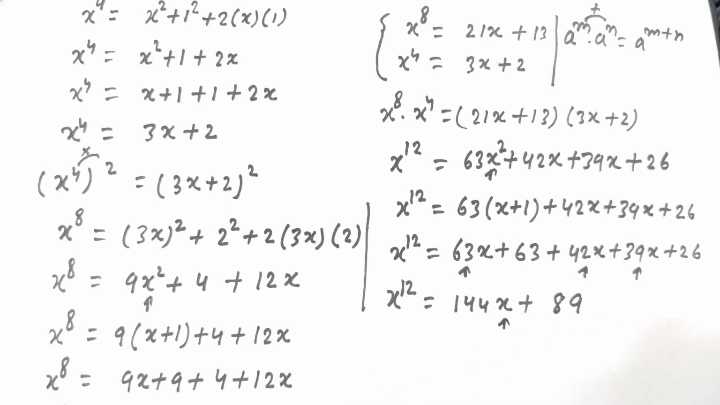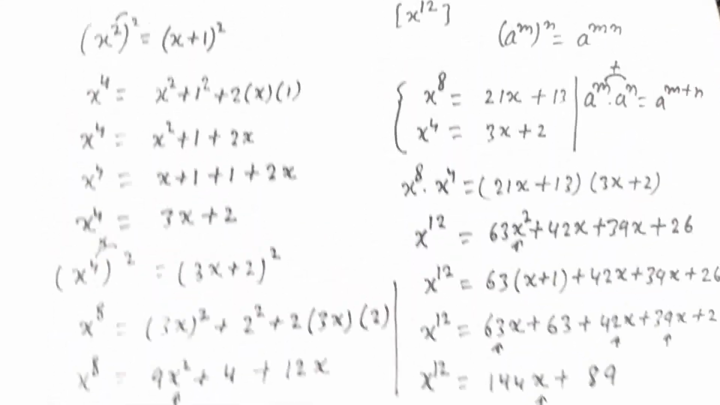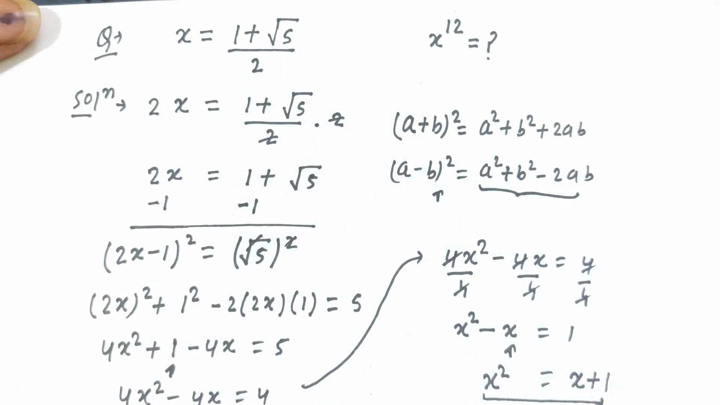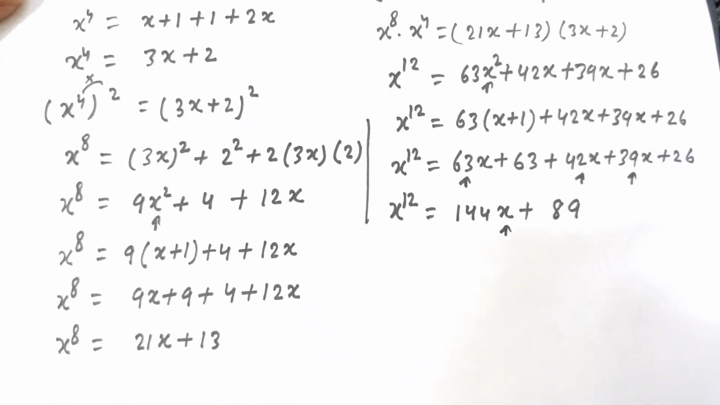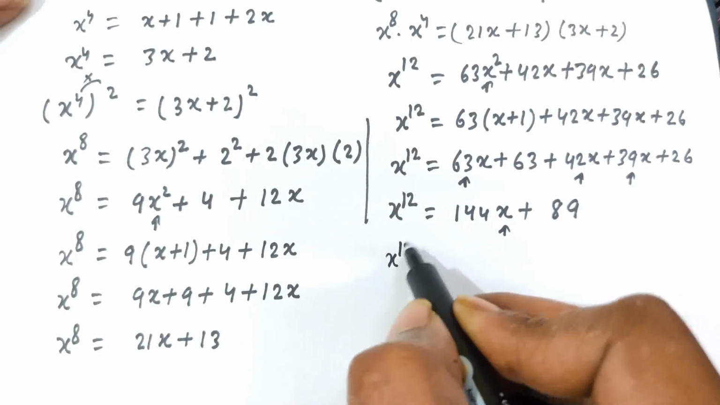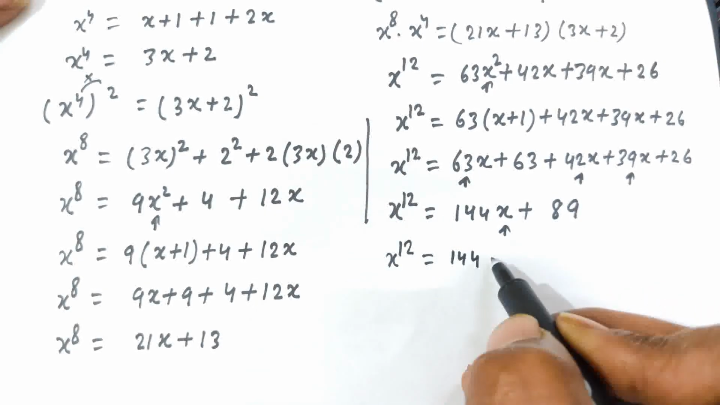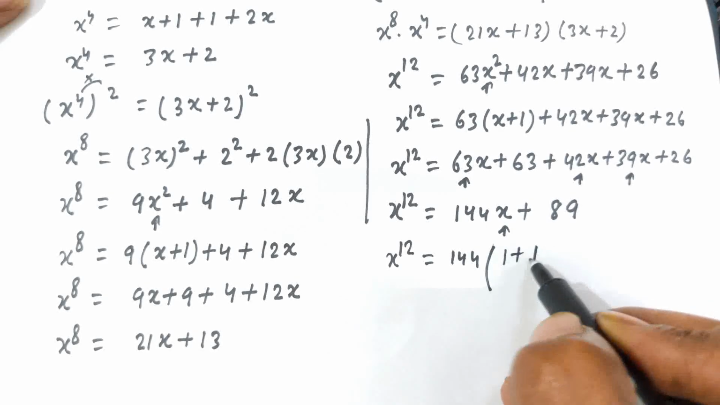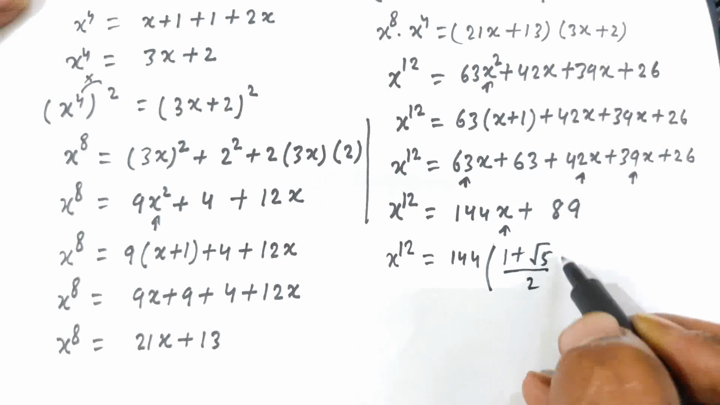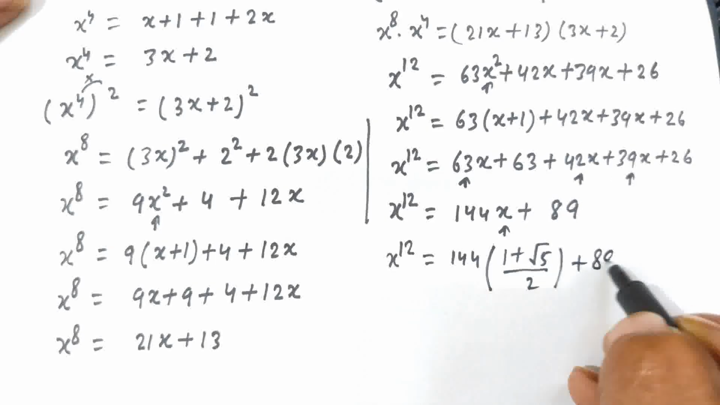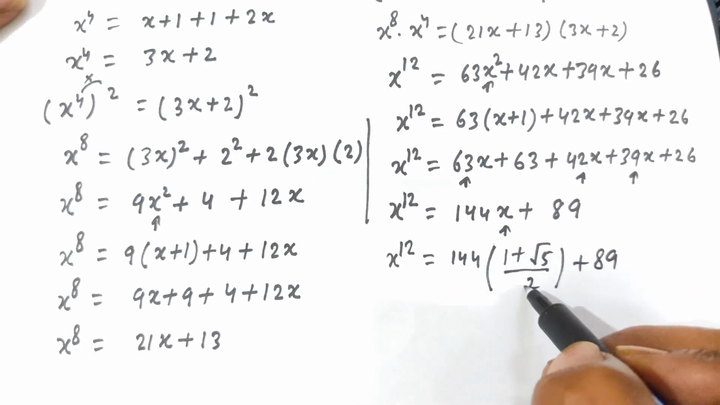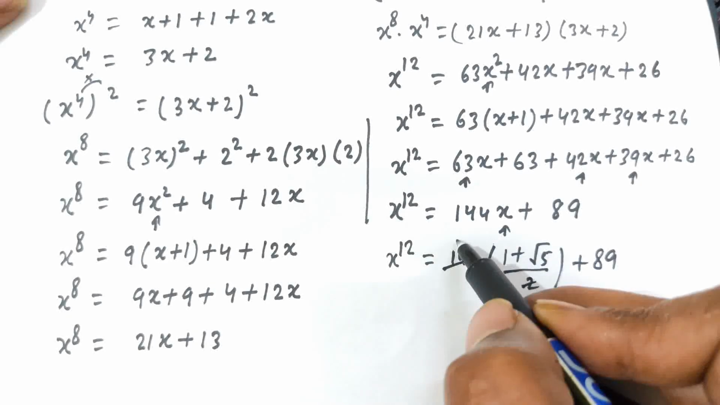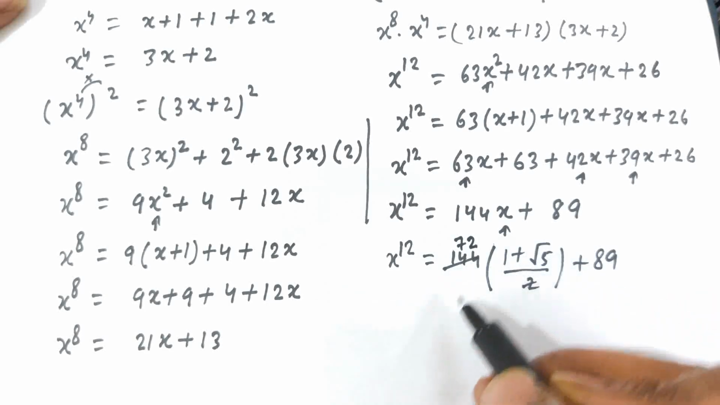We know that the value of x is given, that is (1 + √5)/2. So the left hand side is x^12, this equals 144, and this x is replaced by (1 + √5)/2, and here plus 89. Then this 2 divides 144, we get 72.